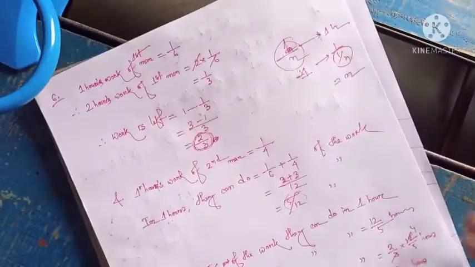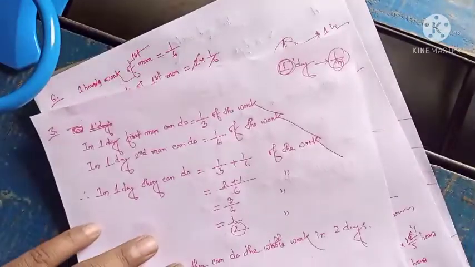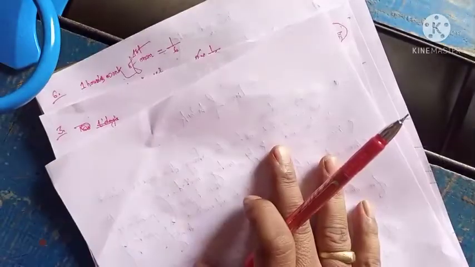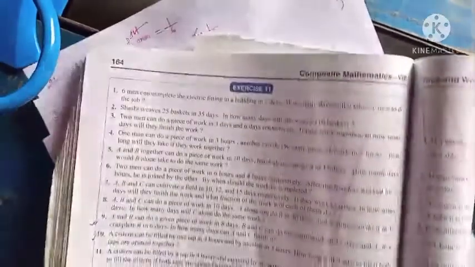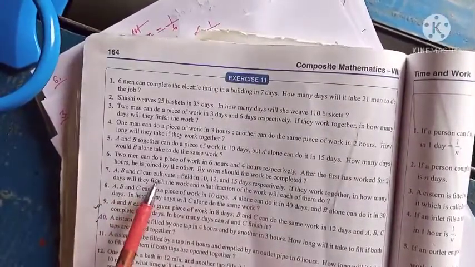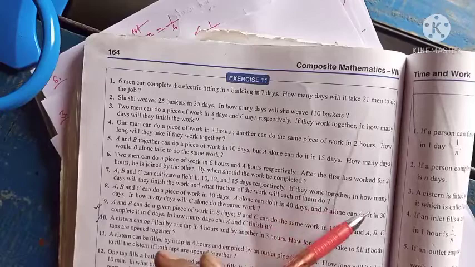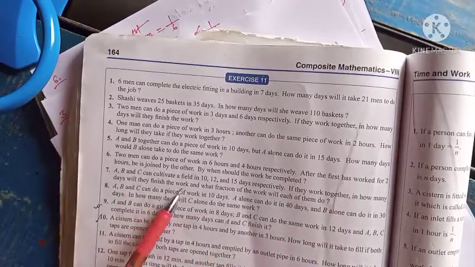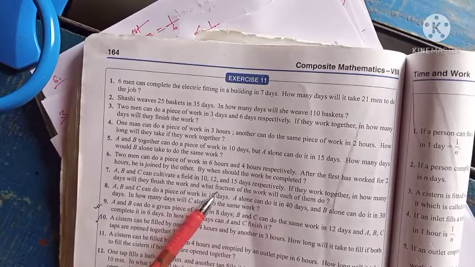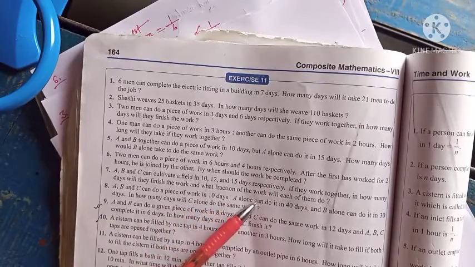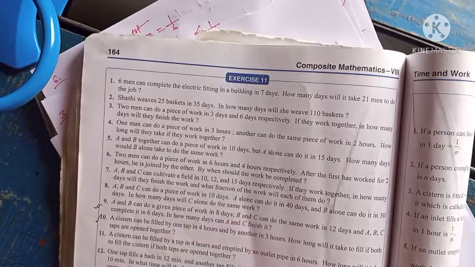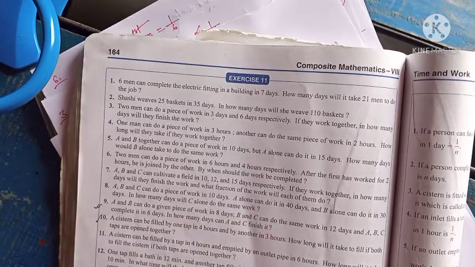Okay, very easy. Next, question number 7. A, B, C can cultivate a field in 10, 12, and 15 days respectively. If they work together, in how many days will they finish the work? What fraction of the work will each of them do? Very easy.